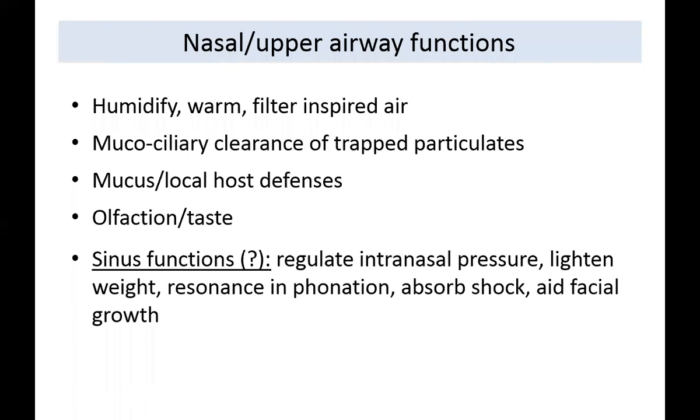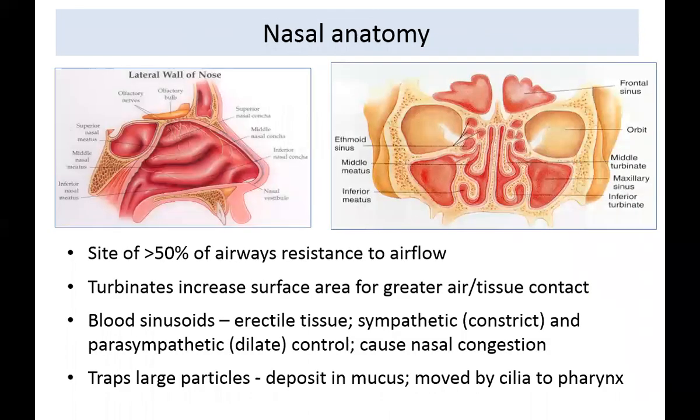The one structure that I didn't talk about is the sinuses. There are 5 pairs of them. Frontal sinus, it doesn't show them all here. The big one here is the maxillary sinus. The ethmoids are the small ones here.